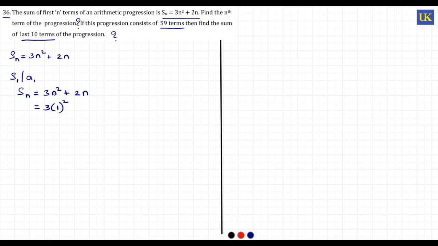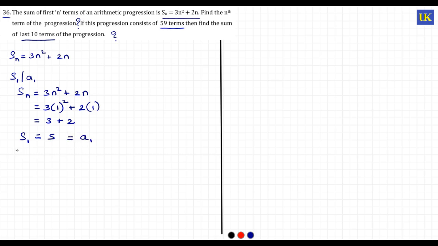We are going to find the sum of the first term, therefore I have taken the value of n as 1 in 3n square plus 2n, and n means the first term again. So 1's square is 1, 1 into 3 is 3, plus 2 into 1 is 2. So what I'm getting is 5. So this is nothing but S1, and it also means that S1 is also A1.